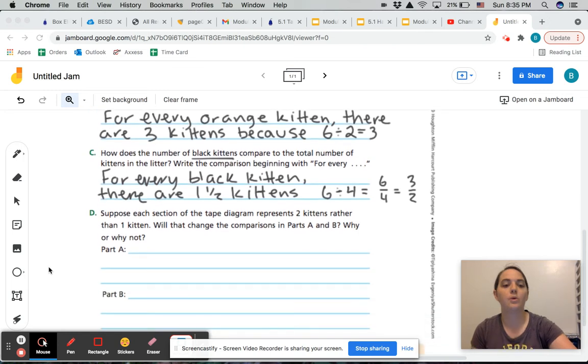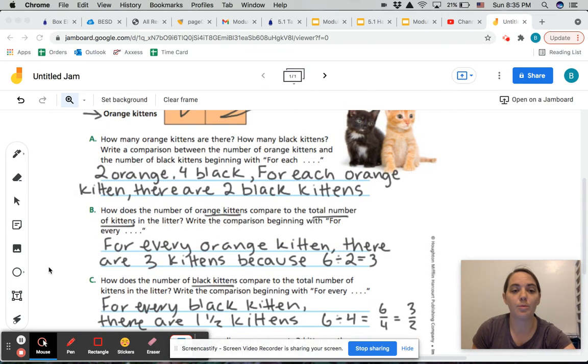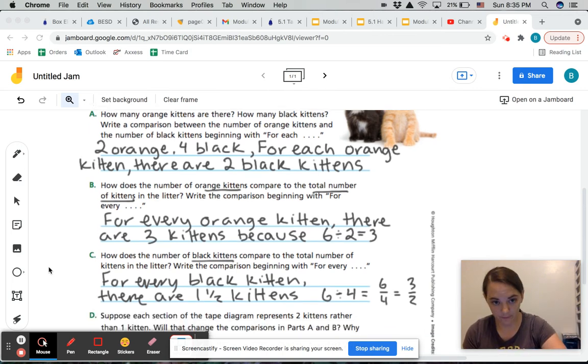Okay. So part D, the last part here, says, suppose each section of the tape diagram represents 2 kittens rather than 1 kitten. Will that change the comparisons in part A and B? Why or why not? Now we know in part A, we're comparing the number of orange kittens to the number of black kittens. For every 2 orange, there's 4 black, right? For every orange kitten, there are 2 black kittens. So let's see if that changes.